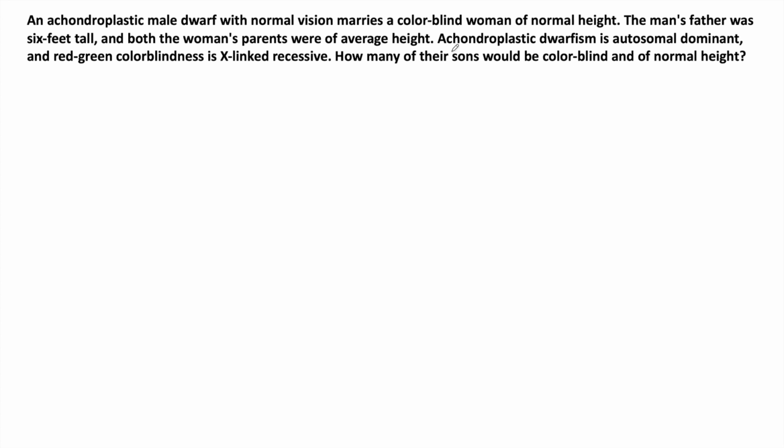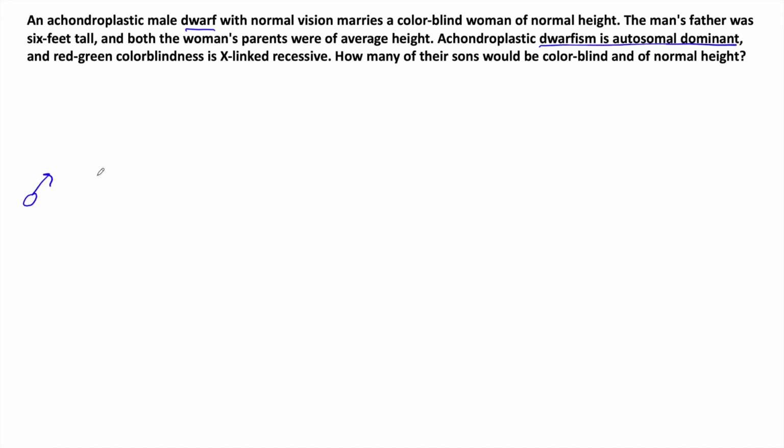You have to wait until you get to the end where it tells you that this form of dwarfism is autosomal dominant and this form of colorblindness is X-linked recessive. Okay, that's important information that comes at the end. So now that I've read the entire thing, I'm going to go back. So you have a male that has this form of dwarfism. Okay, and it says this form of dwarfism is autosomal dominant.